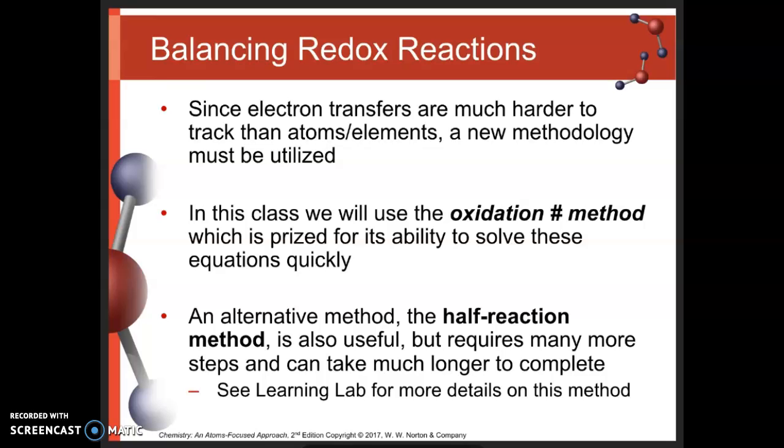There is another method out there. The other method is called the half reaction method. And it is useful, especially if you aren't as good at doing oxidation numbers. The problem with it is it's more steps and it can take a lot longer to do. And so the purpose of the next video will be to feature the oxidation number method and do a couple of examples with it. Again, if you're interested in the half reaction method, I will put some links to the half reaction method in that video so that you have some other ways of going about doing it.